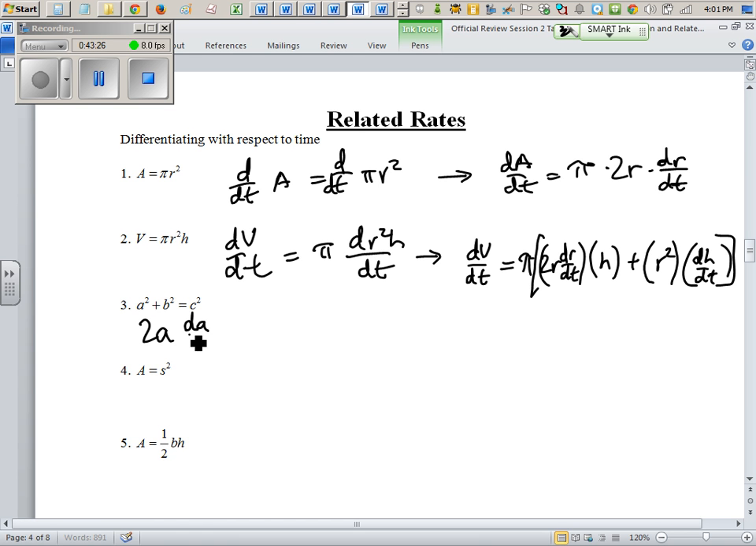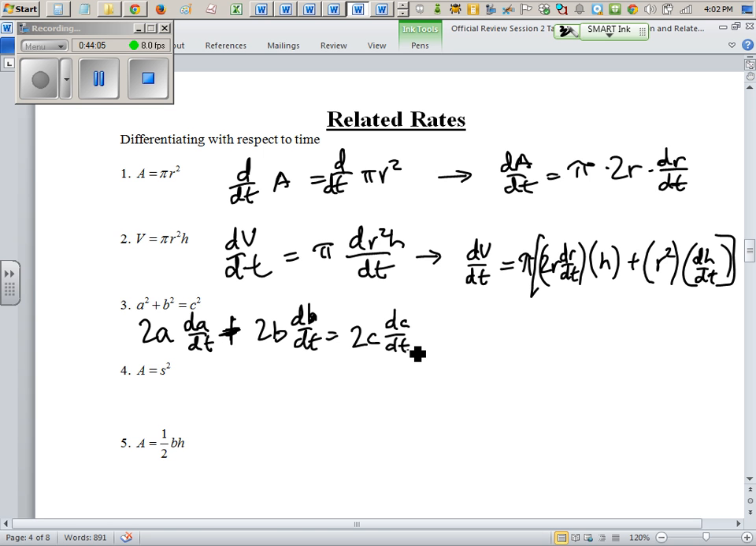Next one's pretty easy. It's 2a dAdt plus 2b dBdt equals what, class? 2c dCdt. And there's nothing you can really do to simplify these. I guess you could cancel your 2's, but you really have 6 variables here. There's a, b, and c, which are the sides of a triangle. And then you have dAdt, dBdt, and dCdt, which are the rates of change of the sides of the triangle. See? So there's kind of 6 things going on now instead of just 3.